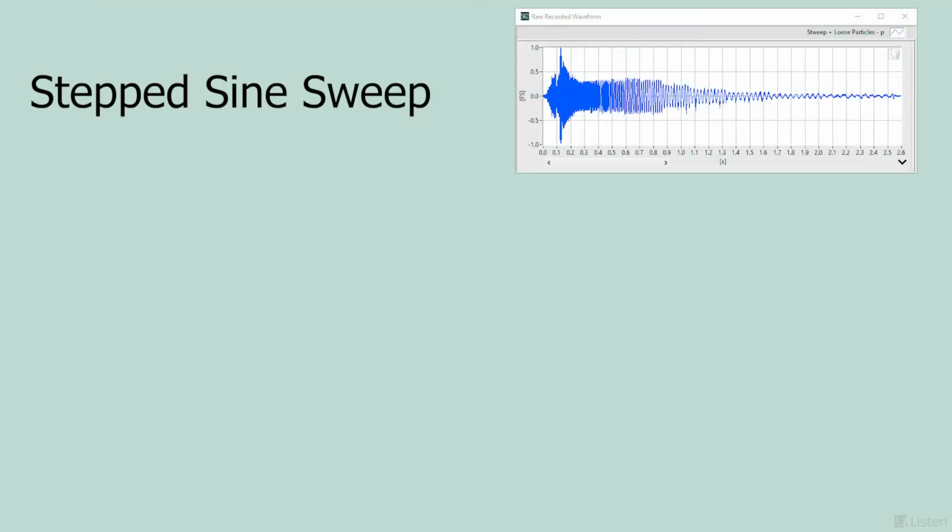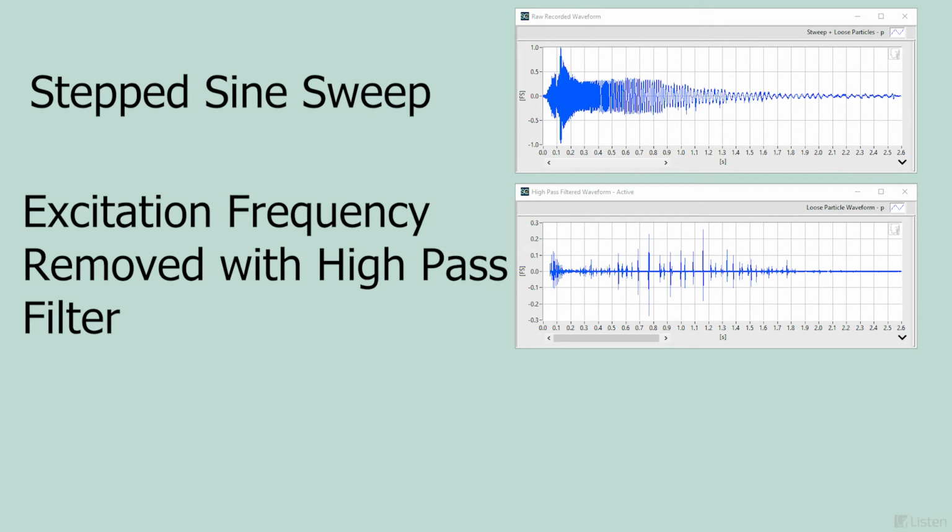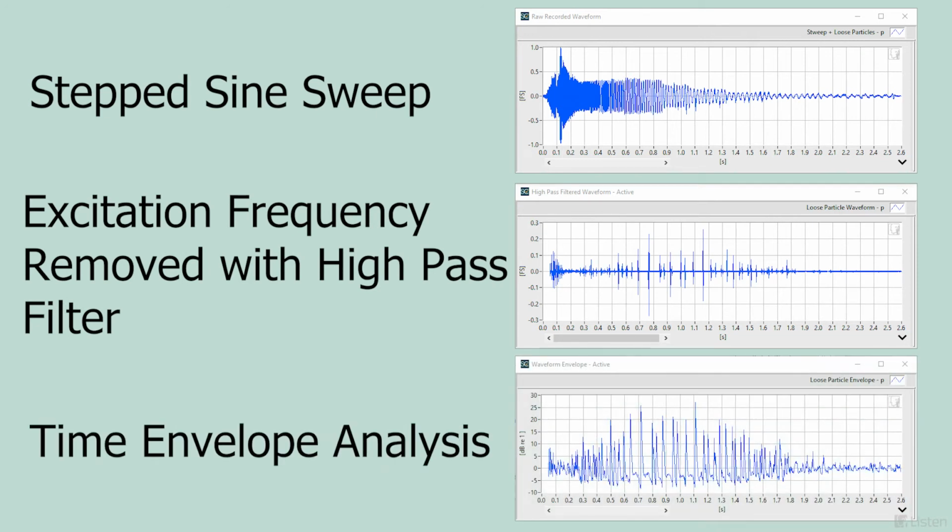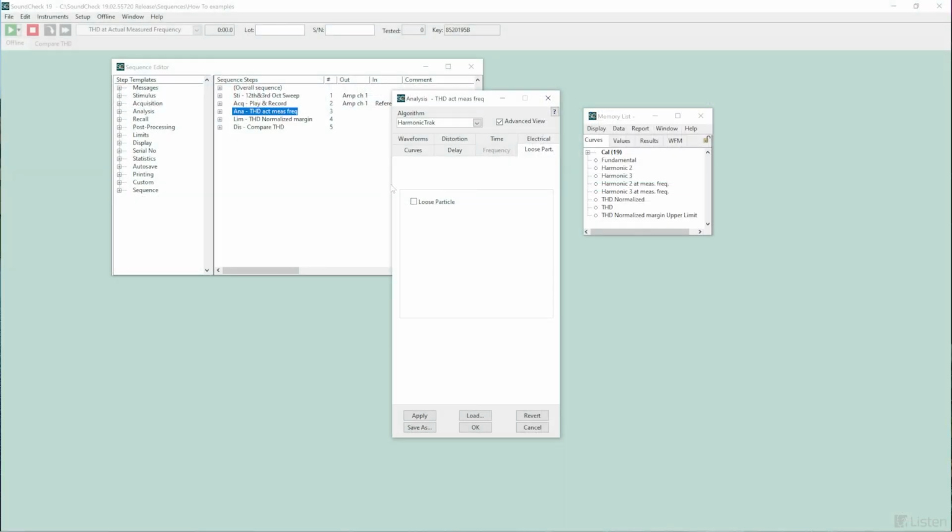Loose particle detection uses a swept sine stimulus and time envelope analysis of the waveform response to capture the transients. Detection thresholds are set for magnitude, duration, and number of transients to quantify their level and number over time. Limits and filters are applied to separate device transients from background noise. Fine-tuning with these tools customizes the algorithm for your product and manufacturing environment.